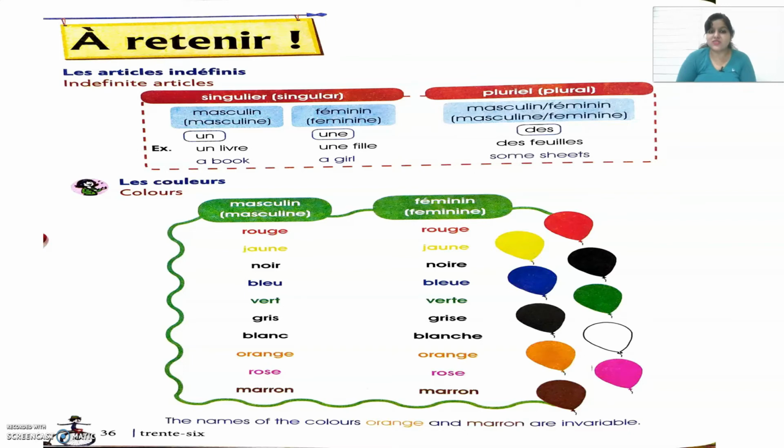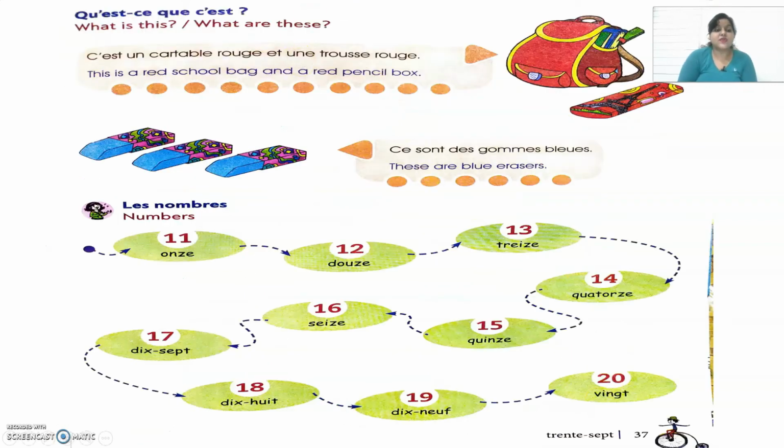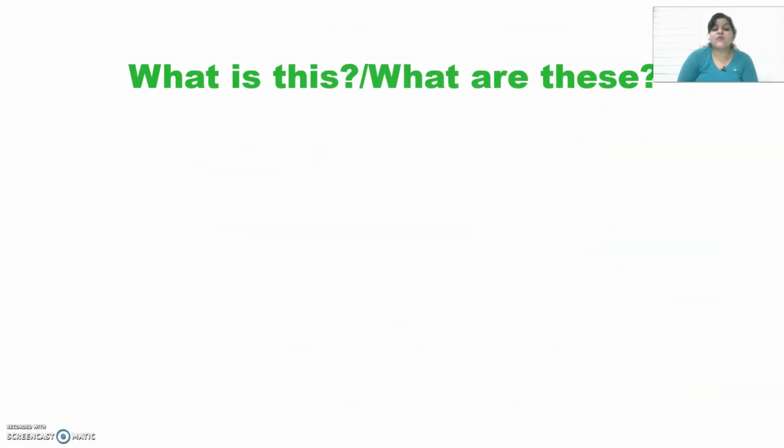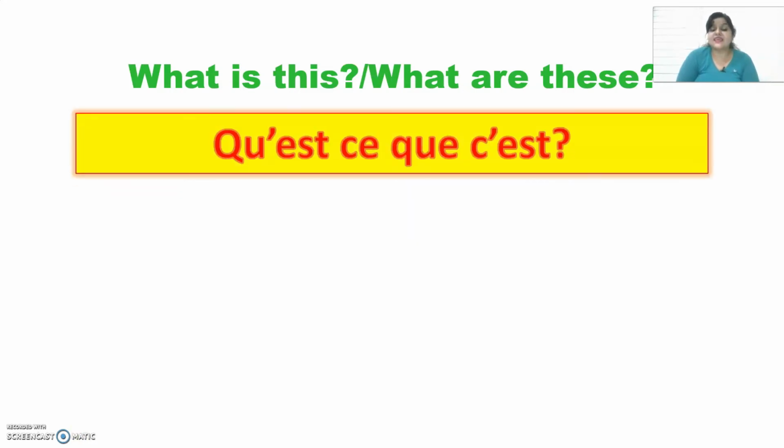Now let's move ahead to the next page. Now on the next page they have shown a very important concept, that is Qu'est-ce que c'est. Qu'est-ce que c'est means what is this or what are these. So let's just learn about this concept in detail. Now for asking what is this or what are these in French language, I have just one way of saying that, that is Qu'est-ce que c'est.